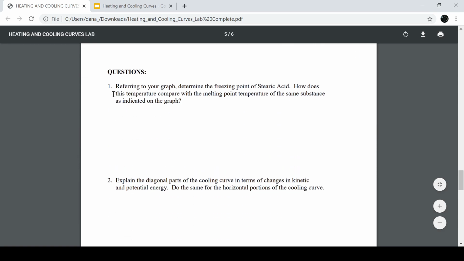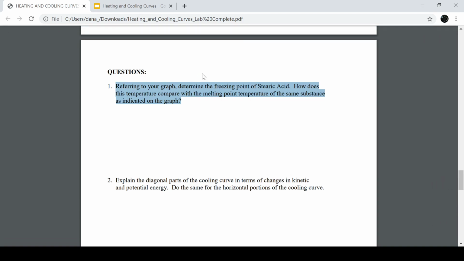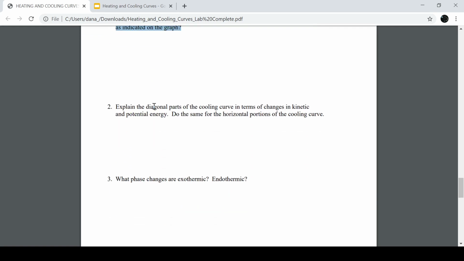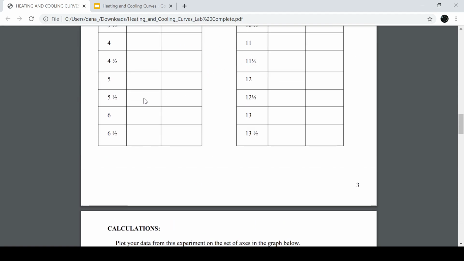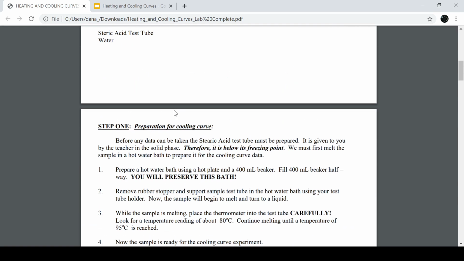Afterwards, you're going to go ahead and answer these questions. You're allowed to use your group mates to help you explain these questions, but each person is going to be answering these questions in their own words. And that will be the end for this lab right here. Again, if you have any questions, make sure to ask me before the lab begins.